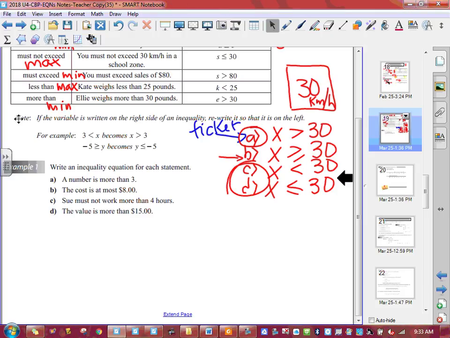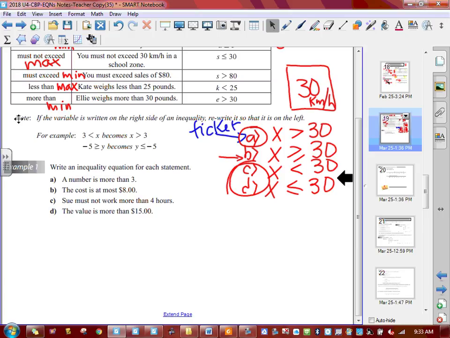Kate weighs less than 25 pounds. Must be a puppy dog or a little kid. So, K, less than 25. Should there be a line under it? No, because she's not weighing 25. She's under 25. Okay?